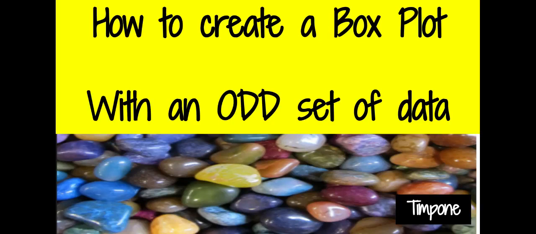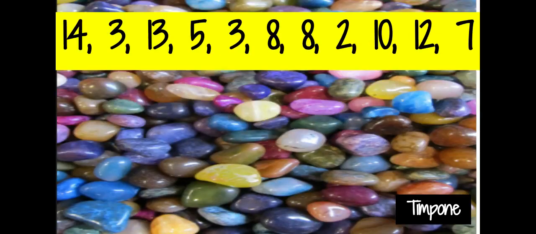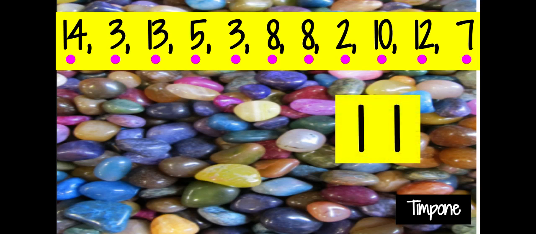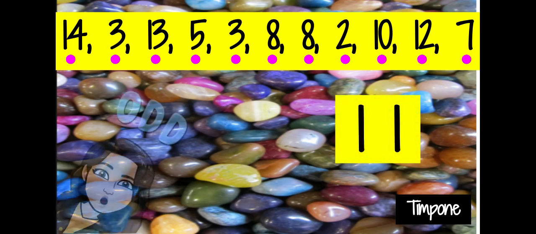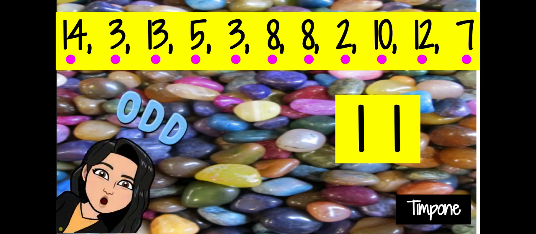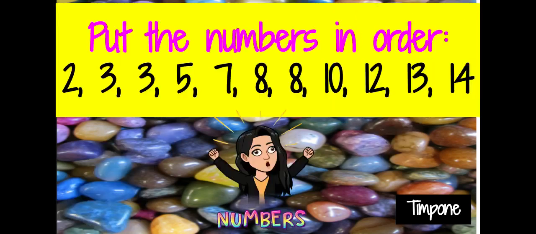How to create a box plot with an odd set of data. The first thing I'm going to do is count my data. 1, 2, 3, 4, 5, 6, 7, 8, 9, 10, 11. 11 is an odd number, so my data is an odd set of data.